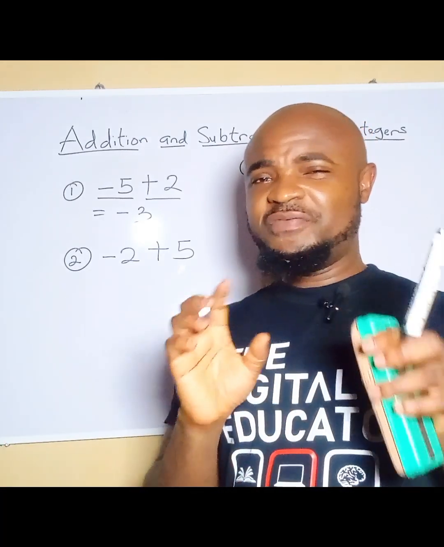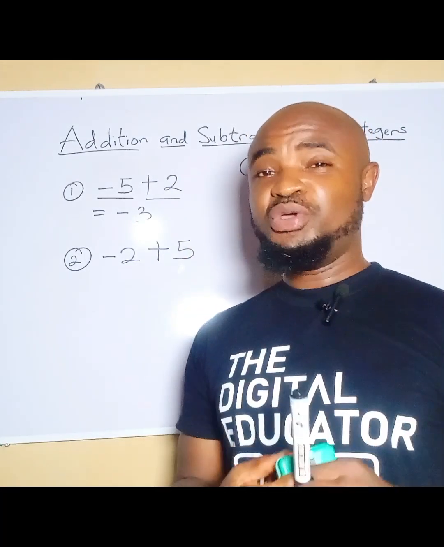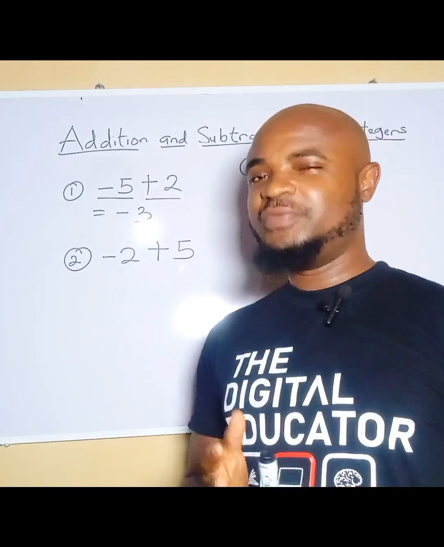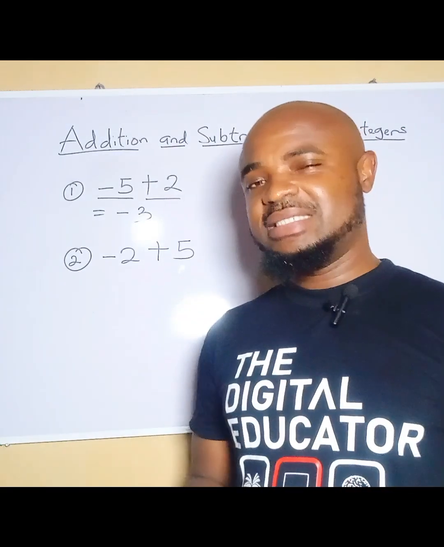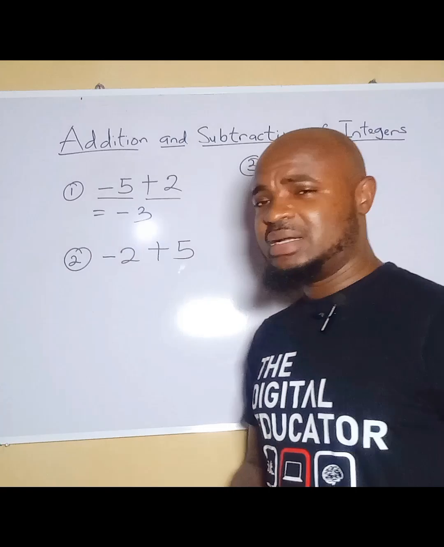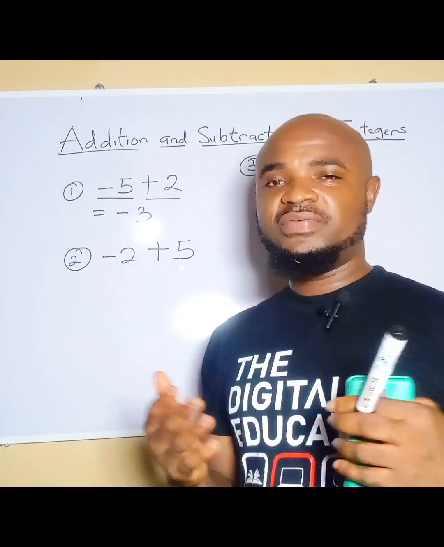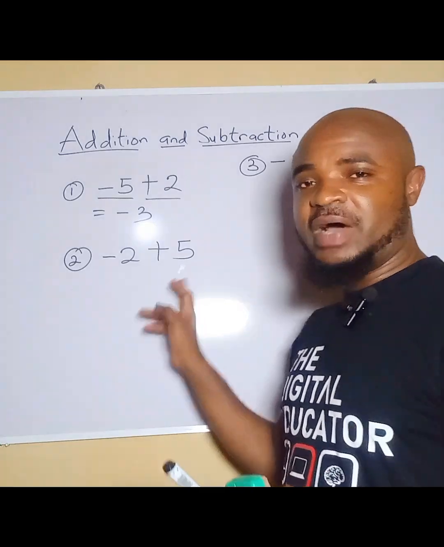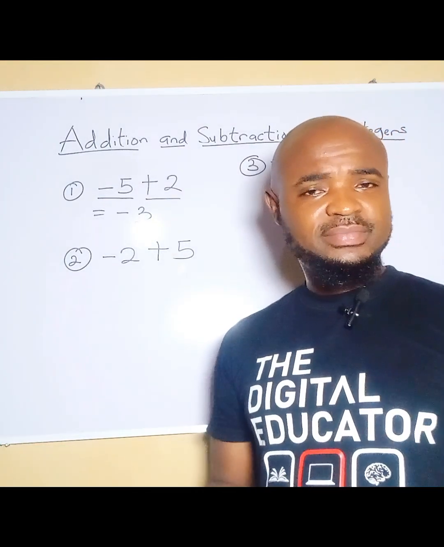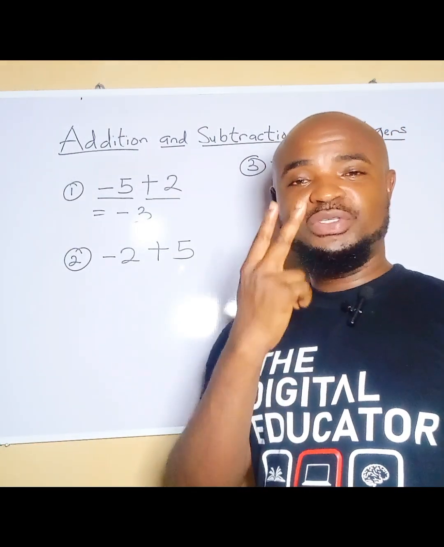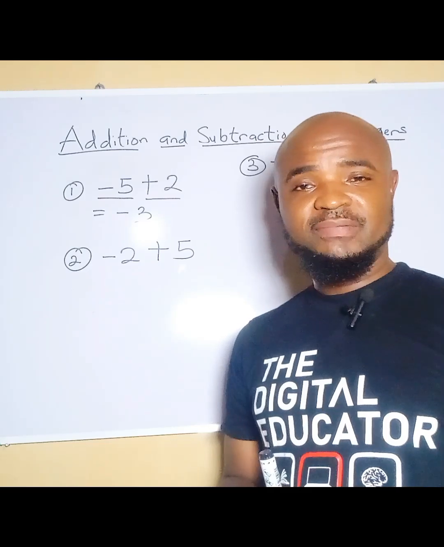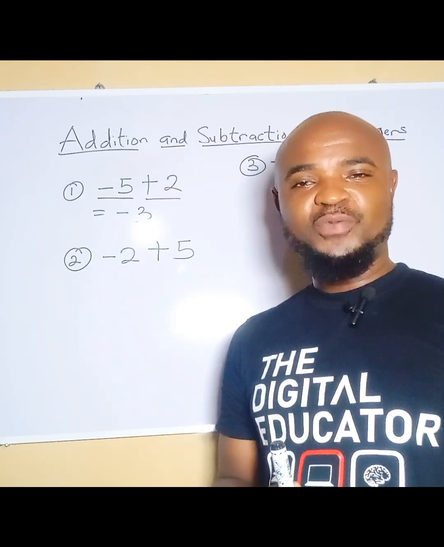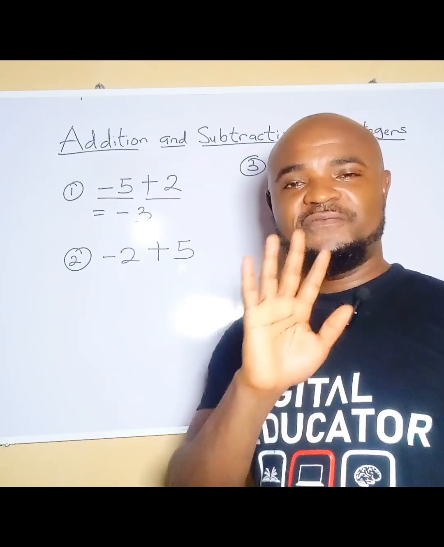Okay, if you're still a bit confused, let's take the second example. Maybe you will understand it better. So just follow me as we take the second example. This time around it is minus 2 plus 5. I have interchanged the signs. Minus 2 plus 5. This time around, how much am I owing? I'm owing 2 naira. And how much do I have with me? Correct. I have 5 naira.